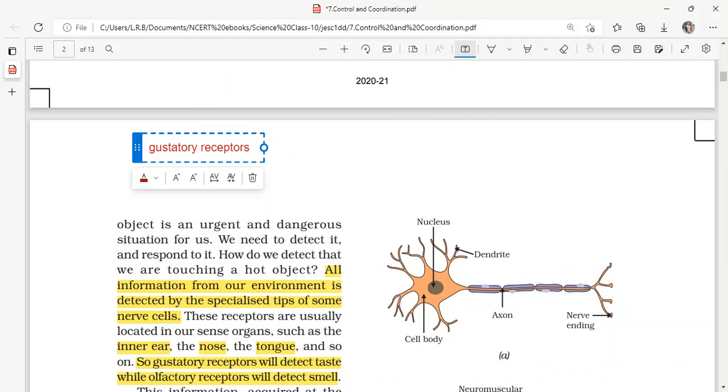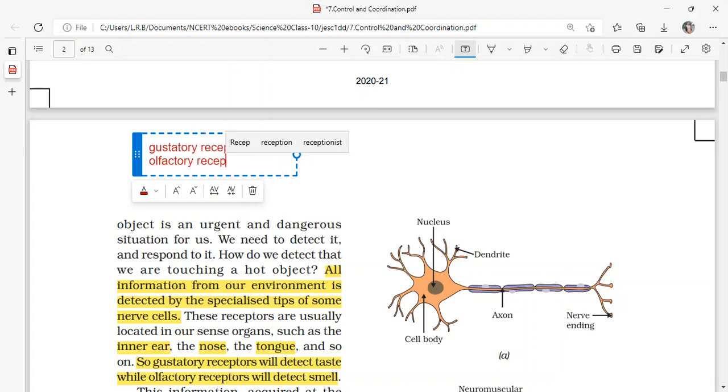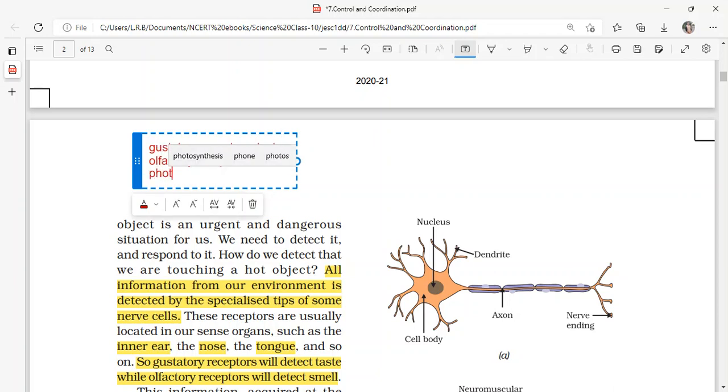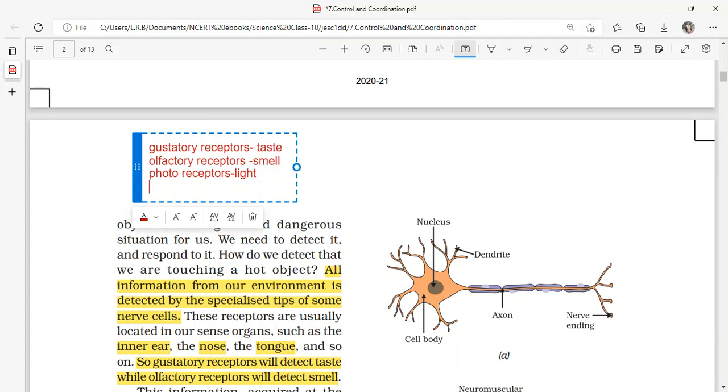Okay, gustatory receptors are for taste, and olfactory receptors are for smell. Photoreceptors in the retina are for light sensitivity. They sense the light, and this light energy is converted into chemical signals, which are processed by the brain.